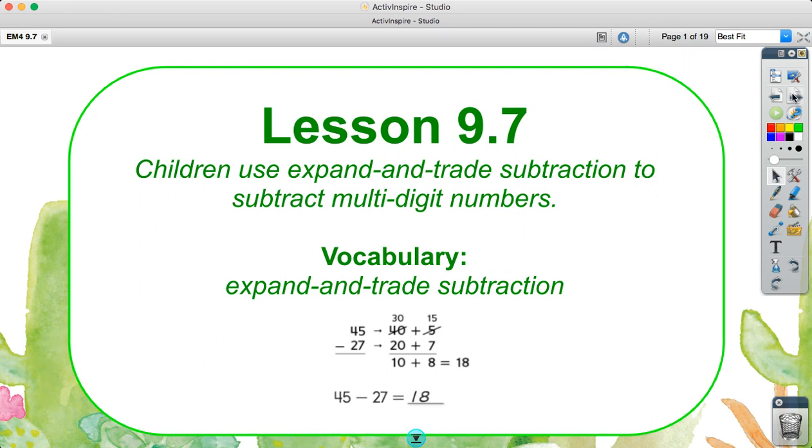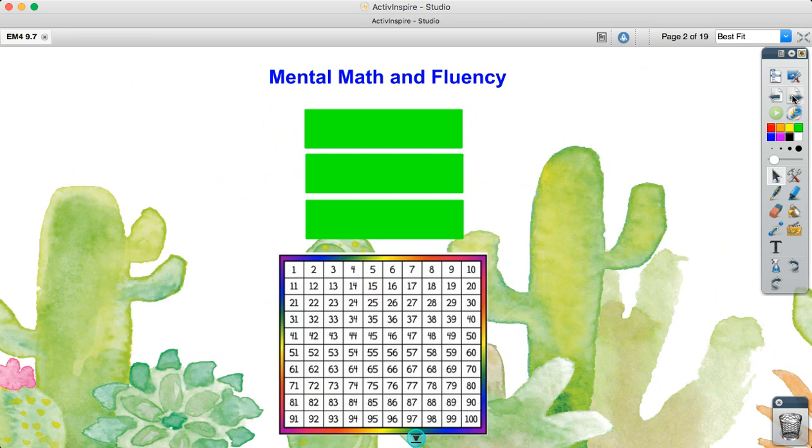Please take out a blank sheet of paper and a pencil for today's mental math and fluency. I'm going to move through these slides pretty quickly for mental math. Please feel free to pause the video and use the number grid if you need it. Let's get started.